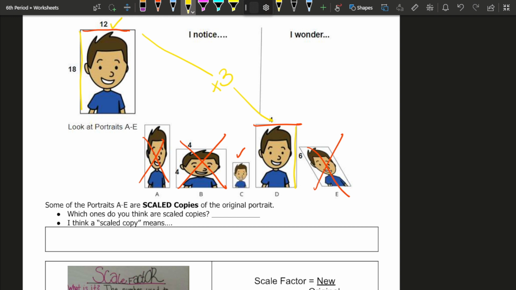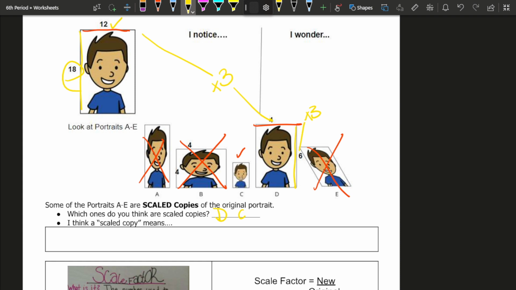If you multiply this times 3, what do you get? 18. Is this 18? Yes. That's exactly what we're looking for. So technically, with math, D for sure is one of them. And C, I'm going to say yes, although we don't have any numbers, but it looks very proportional. So I can say also C. If we had numbers, then we could do the math and establish that. All right. Any questions so far?